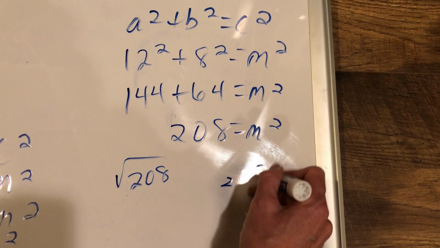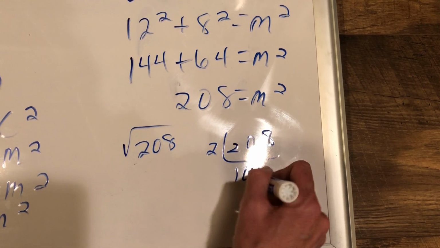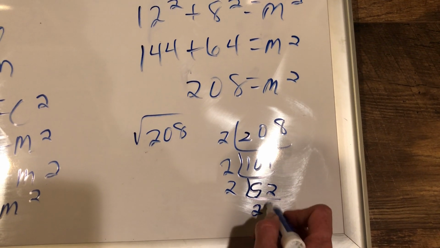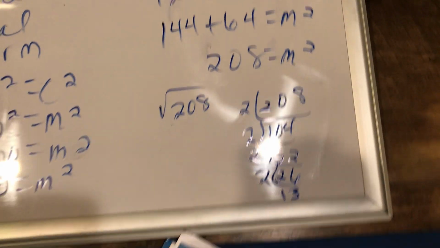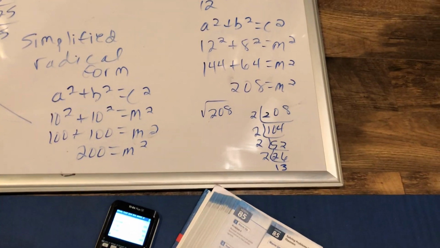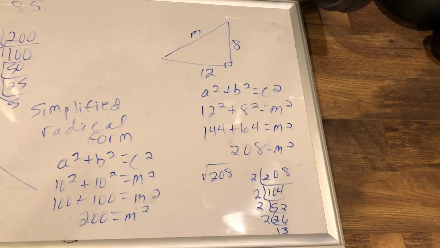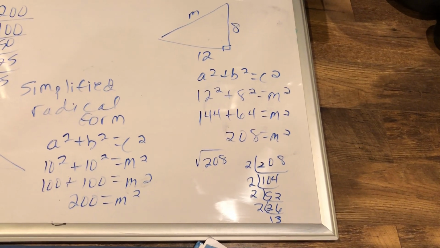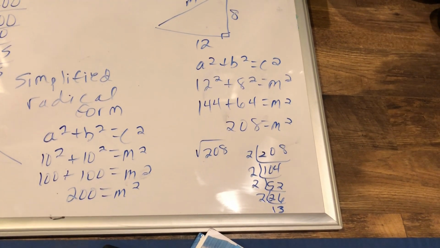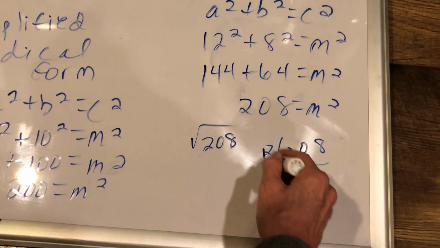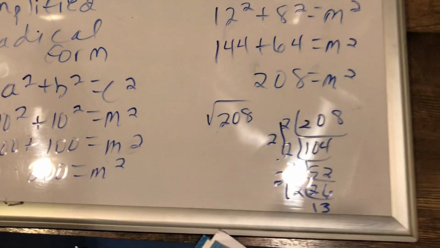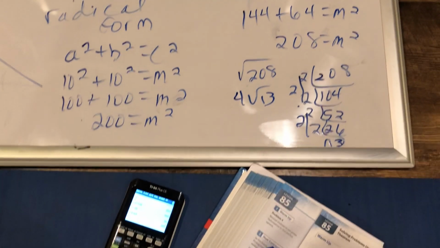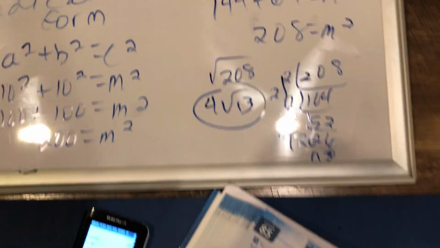So we take 208 and we divide by 2. That's 104. Divide by 2 again is 52. Divide by 2 again is 26. Divide by 2 again is 13. I know I went over that fast, but you can rewind and watch it again and again if you need to. That's the prime factorization. So we take this 2 and this 2, multiply those together, so it's 4 square roots of 13. That 13 stays underneath. So again, that's simplified radical form.